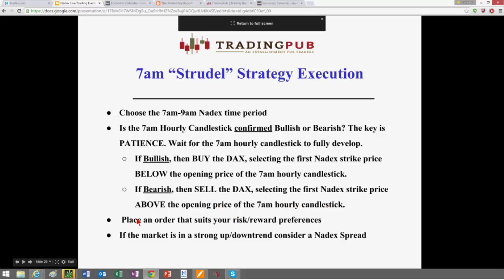I've got two orders in the marketplace. One's a binary option, one is a spread. So we'll see how those work out. And I place an order that suits my risk-reward preferences. As long as my risk-reward is below the probabilities of success, I feel pretty good about it. It would be great to get a 1-to-1 every time, but that's not really realistic, particularly on a day like today. But as long as I can pick up $20 to $50 per contract, I'm fine.